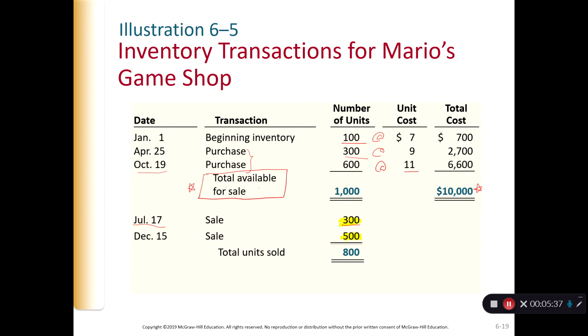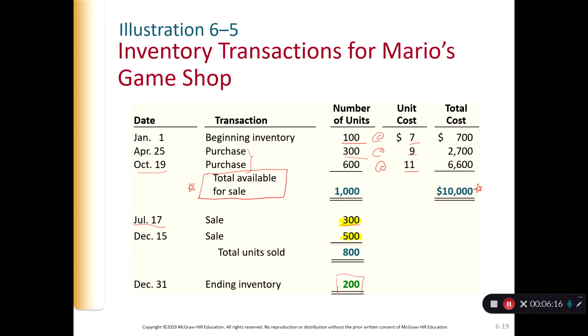That's why, based on different assumptions, we come up with different methods. I just want to stress that this 300 and 500 is a real product outflow, but we do not know exactly which cost layer it is coming from, the older layer or the newer layer. But we do know that, based on the units, there were 1,000 available and they sold 800, hence there are 200 left.